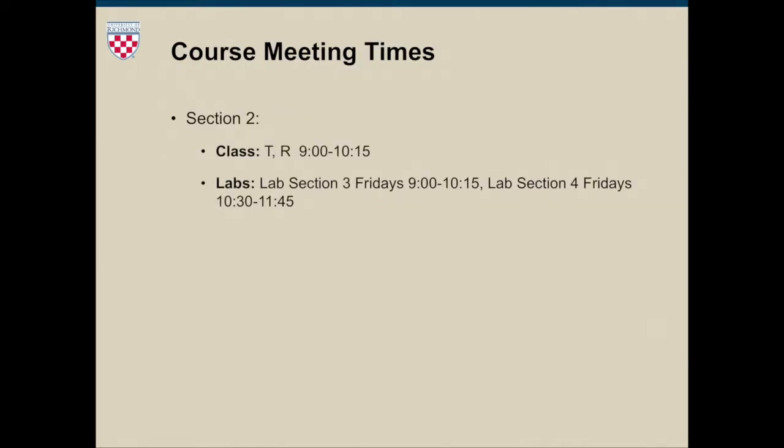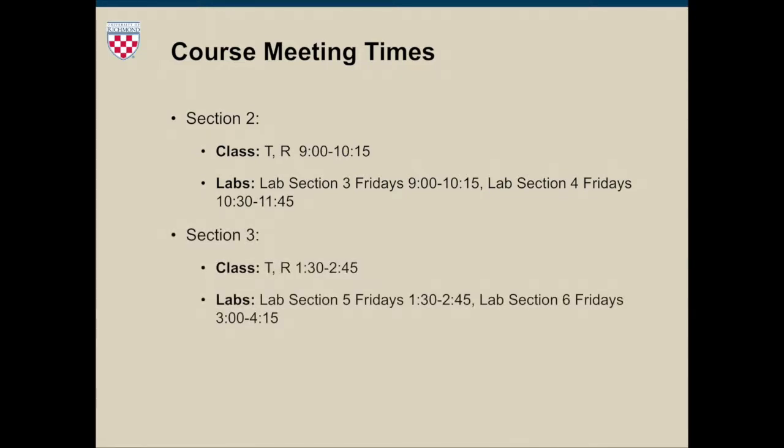Course meeting times: there are two sections that I'm teaching, Section 2 and Section 3. For Section 2, Tuesday, Thursday is 9 to 10:15. The lab then is on Fridays, and the class will be split into two lab sections. One is at 9 to 10:15, the other is at 10:30 to 11:45. And then Section 3 is a Tuesday-Thursday class, 1:30 to 2:45, so it meets the same days. But then the labs are in the afternoon, 1:30 to 2:45 and 3 o'clock to 4:15. So for those of you who are early risers and morning people, it looks like Section 2 is your best bet, and the afternoon folks are Section 3.